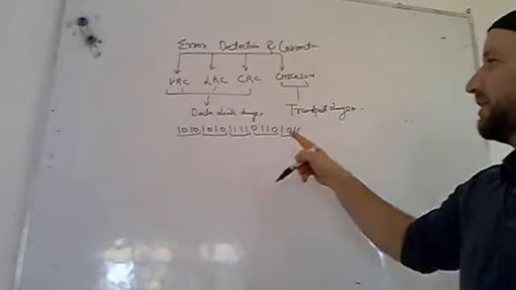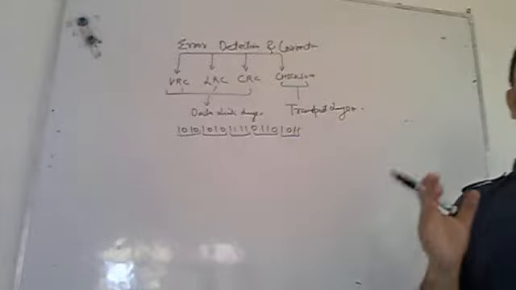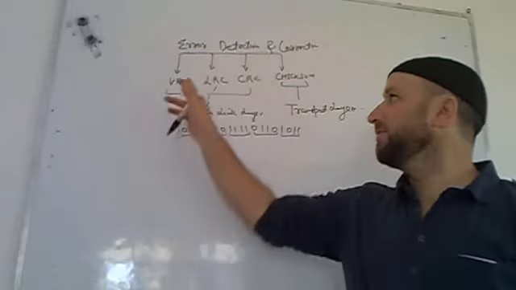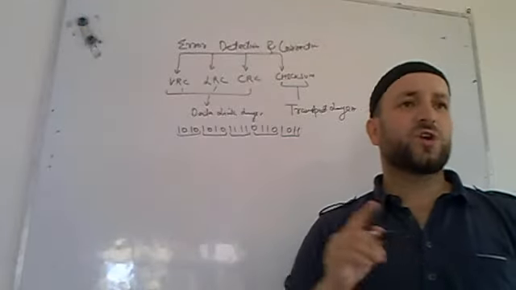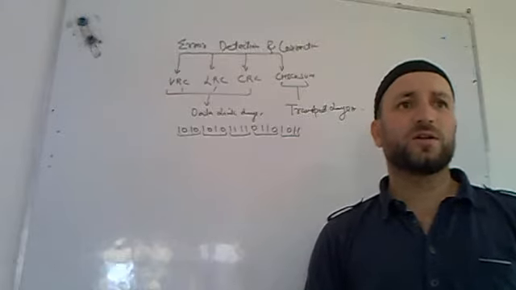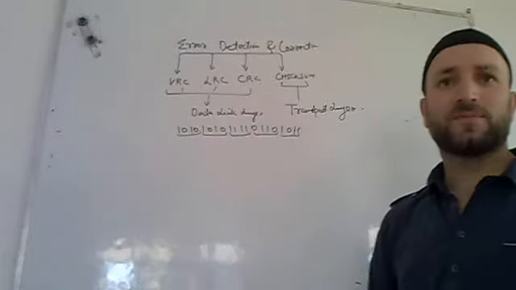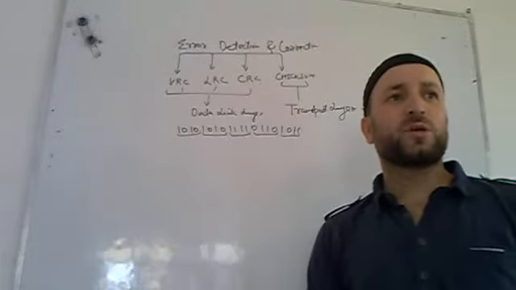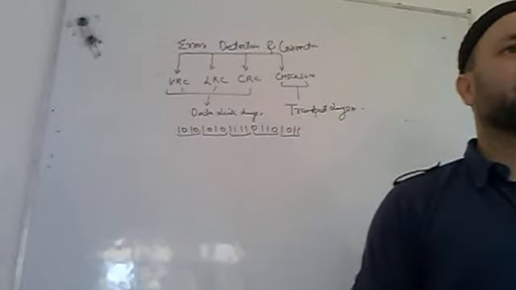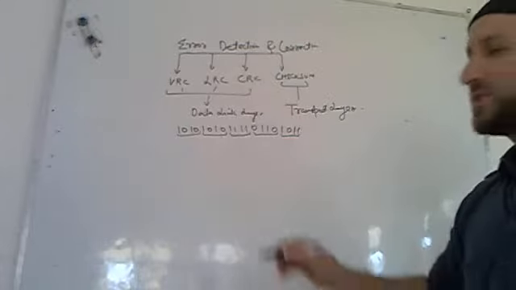Now, there are 2 versions of LRC. One is purely LRC. Second, it's a combination of LRC and VRC, what's called 2-dimensional error detection. So in LRC we have basically 2 versions: the pure LRC, and the 2-dimensional one, which is LRC plus VRC, a combination of both. I will show the pure LRC first. What is the pure LRC?